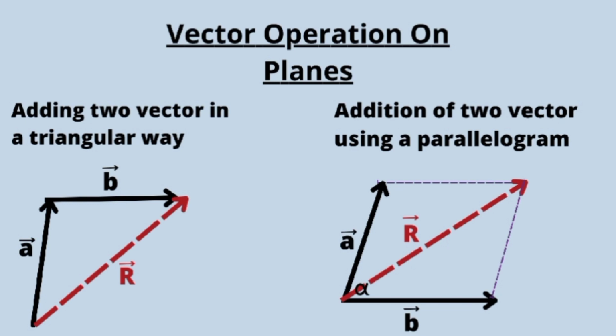And the second operation on plane, that adding of two vectors using a parallelogram. We have two vectors, that A vector and B vector, and we have a parallelogram. We make the diagonal from the parallelogram, that is the R vector. So R vector is A vector plus B vector.